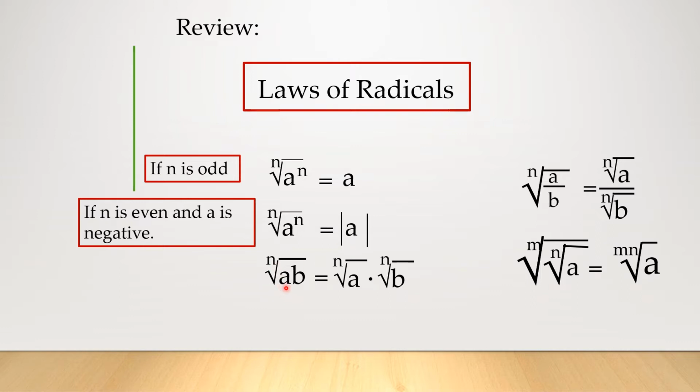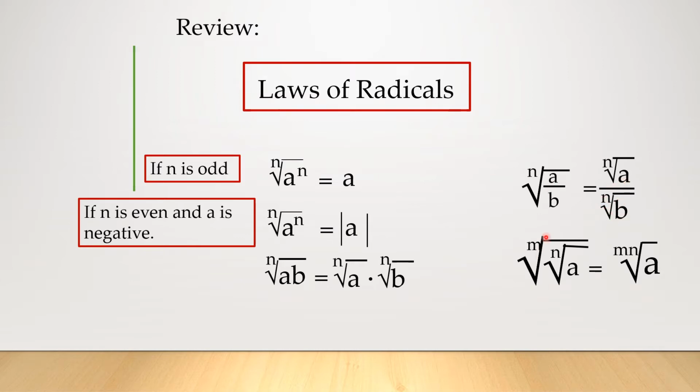Now, if we have a product here, the nth root of the product AB, that is equal to the nth root of A times the nth root of B. It means you're just going to separate. And here, quotient. So, you can separate also the numerator and the denominator. That is the nth root of A divided by the nth root of B.